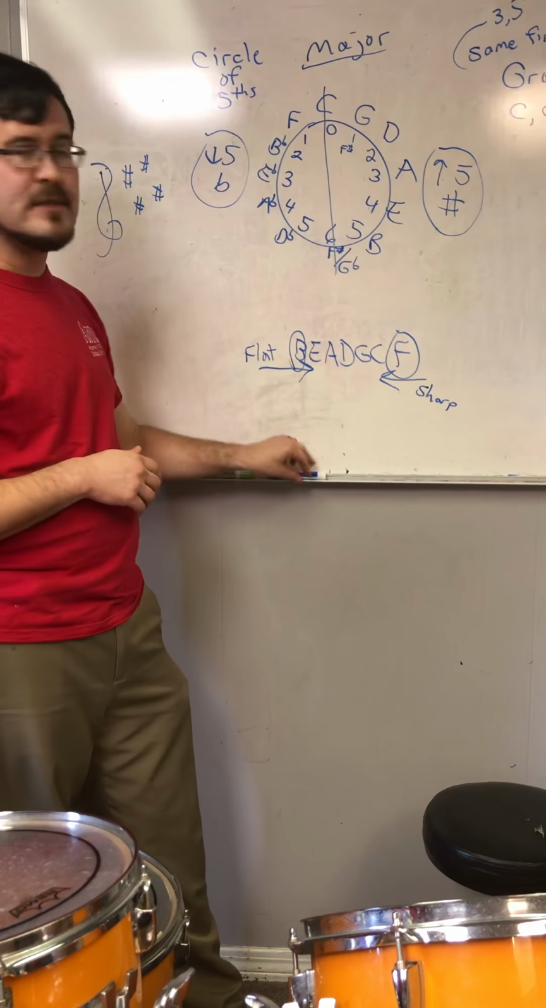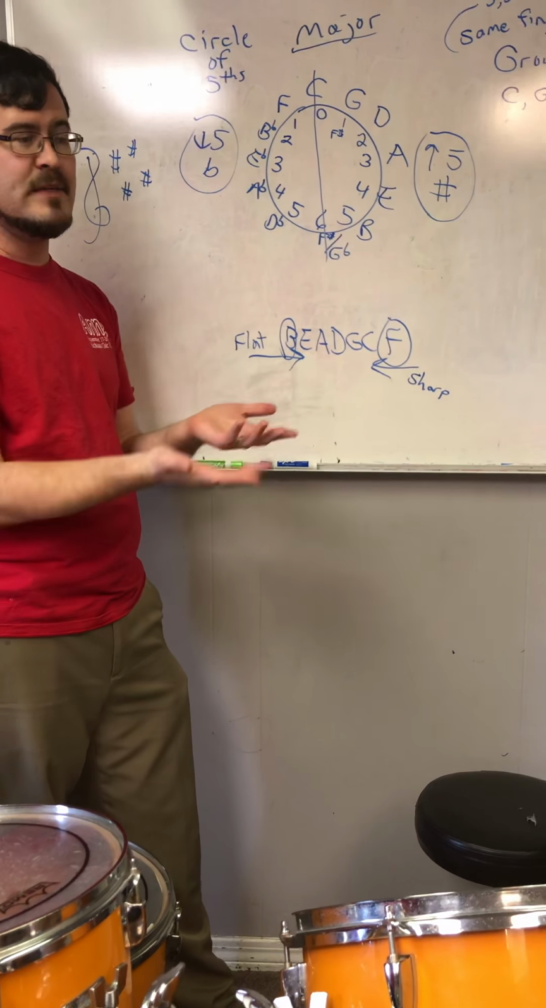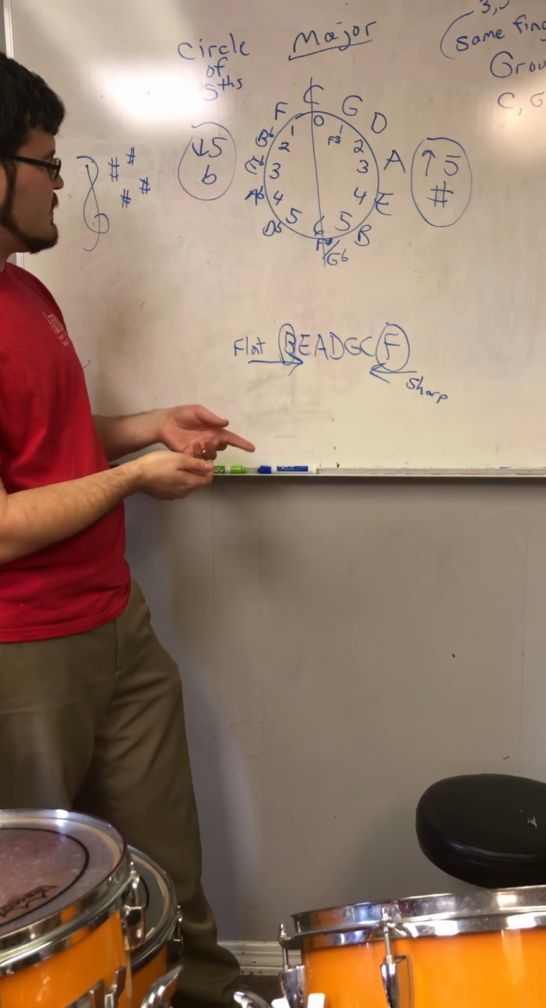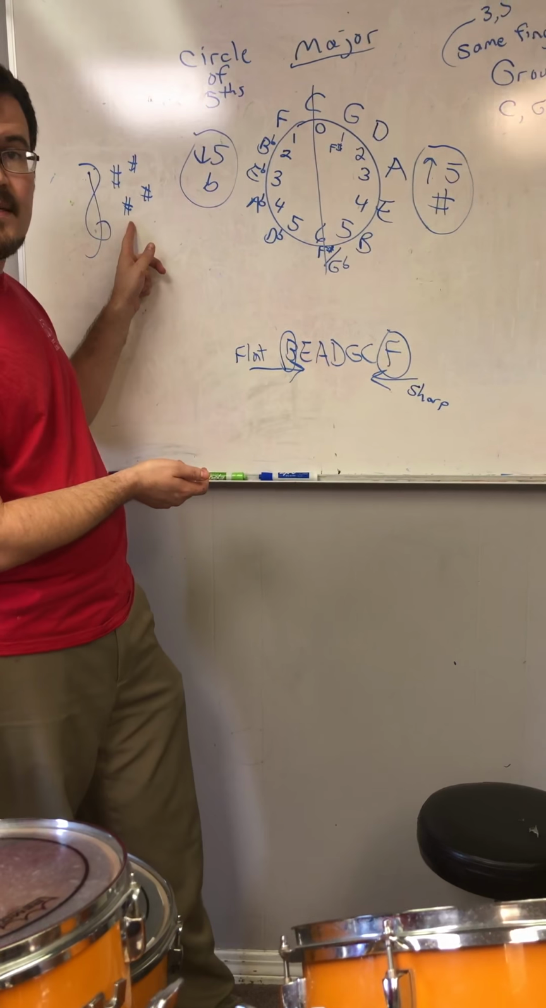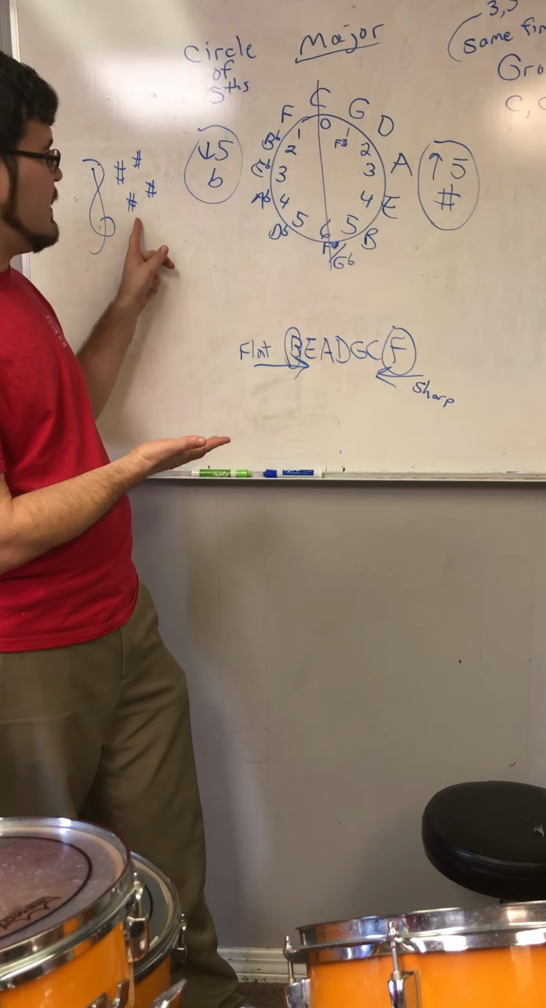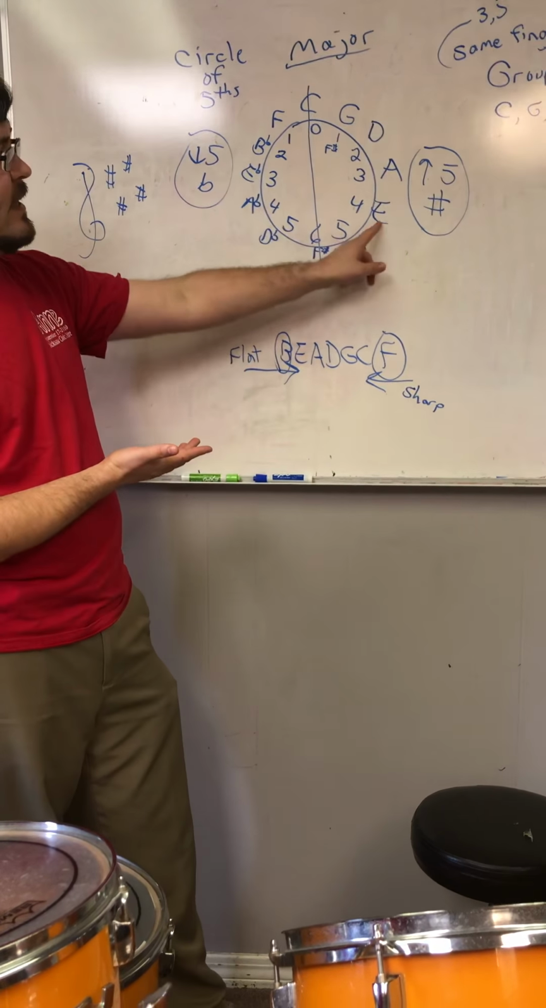And when you open up your church hymnal to play, or you open up your music book to play, you'll see those sharps or those flats, and they tell you what key to play in. This is the key of E because there's 4 sharps.